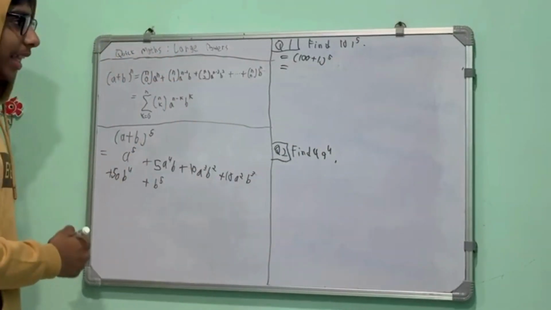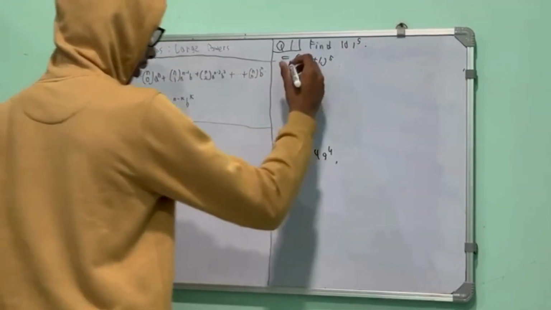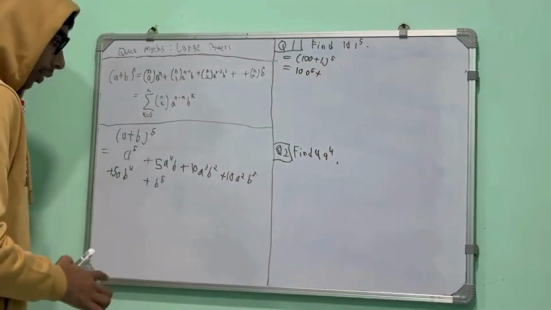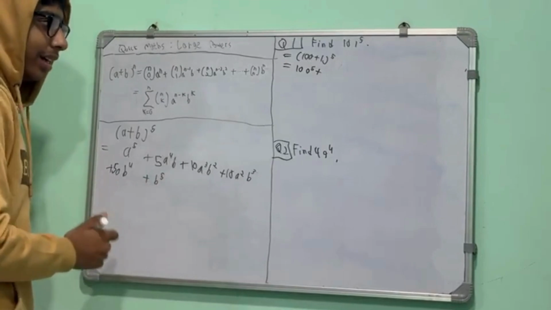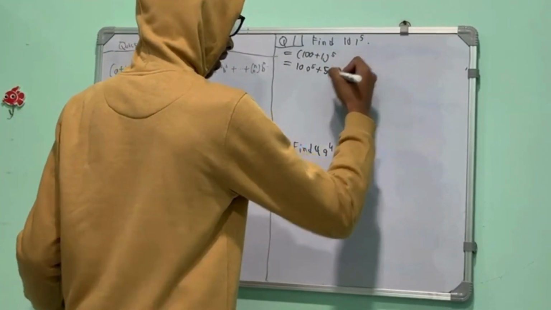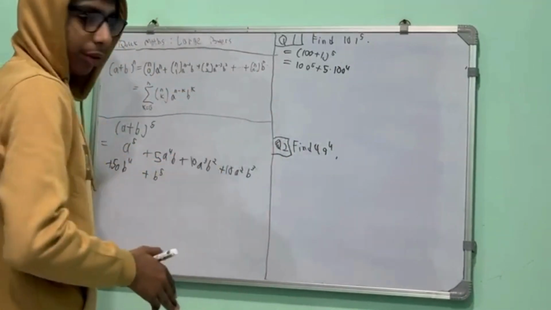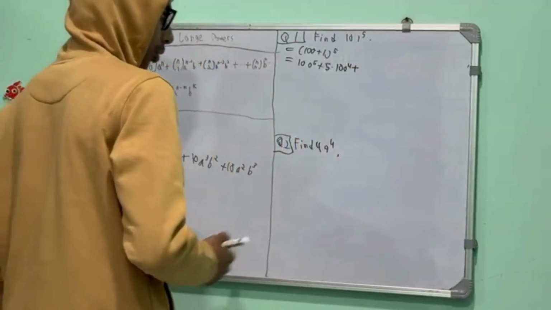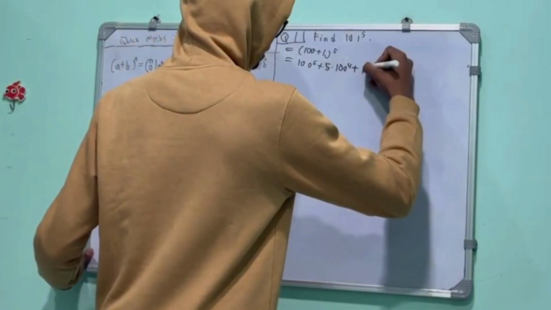So the first term will be a to the 5. In this case a is 100, so it will simply be 100 to the power 5. The next term is 5 a to the 4 b, so 5 times 100 to the 4, we can just write that. Again b is just 1, so we don't need to show anything for that. I will step through the next terms also. You can take this at your own pace.